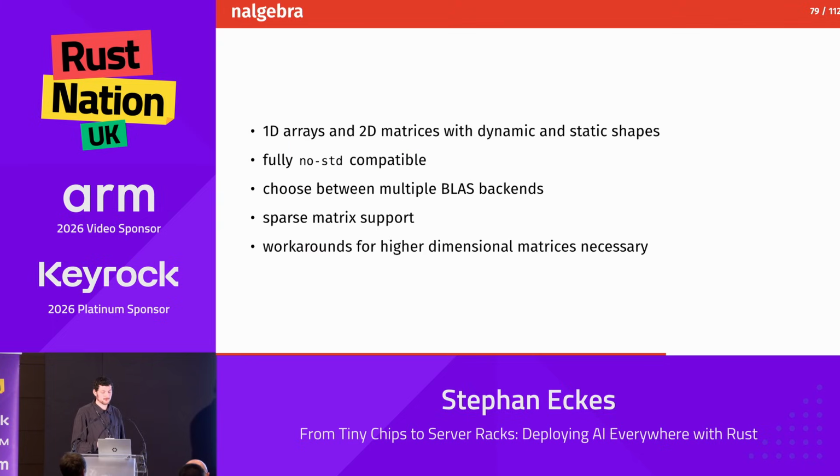Then nalgebra is also interesting. It's only for 2D matrices, but you have static shapes, and it's fully no_std compatible. So this is a better option for microcontrollers. And you have sparse matrix support, which is great. That means if you have matrices that have a lot of zeros, it will just skip them instead of computing them, and that can make things way faster. But if you want to have 4D matrices, you need some workarounds.